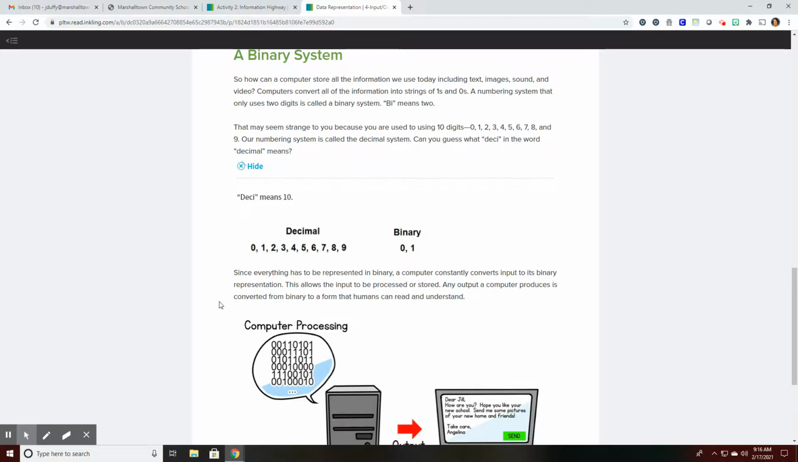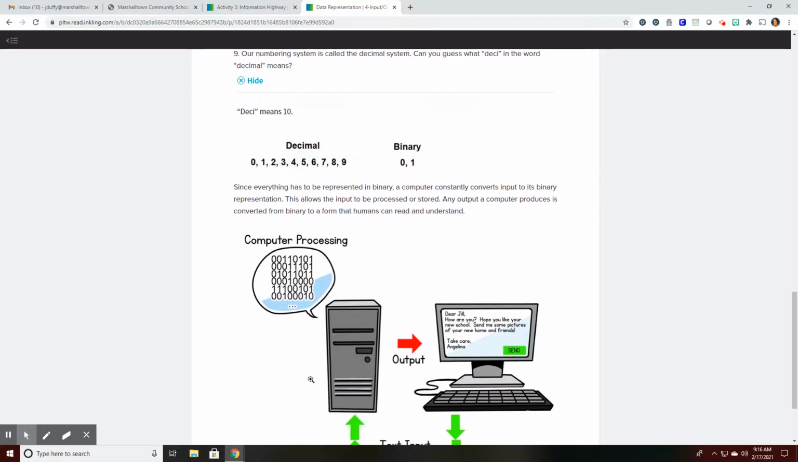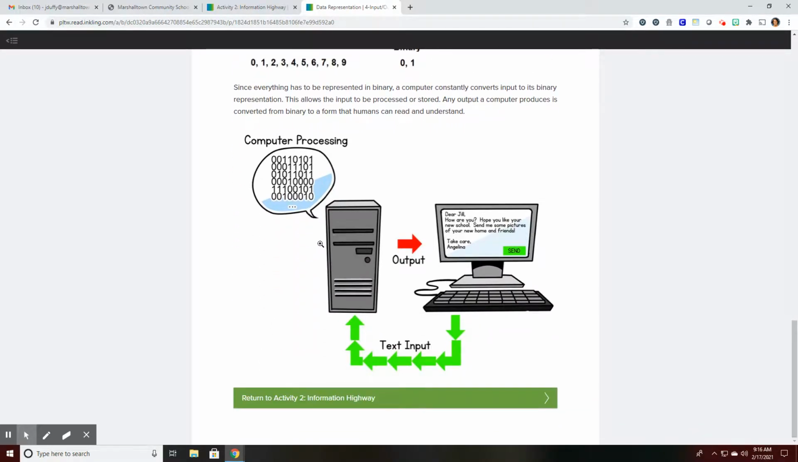Since everything has to be represented in binary, a computer constantly converts input to its binary representation. This allows the input to be processed or stored. Any output a computer produces is converted from binary to a form that humans can read and understand. So here's a picture showing that a computer processes with only zeros and ones, and there are 8 zeros and ones in a row. Remember, that is called a byte.